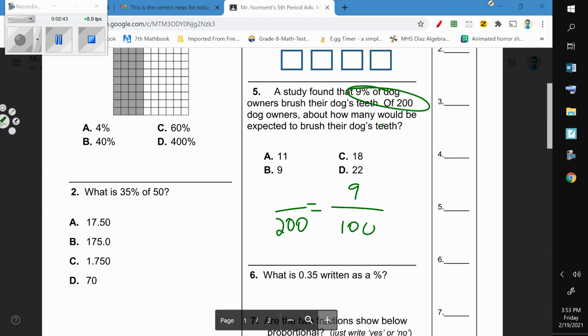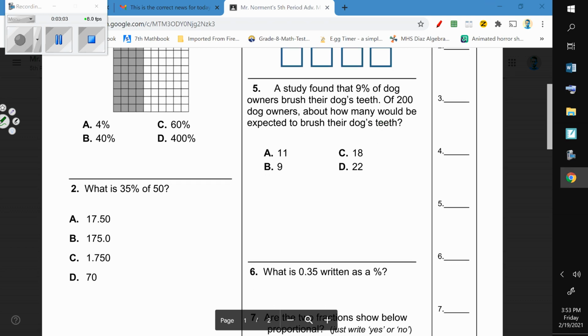9% is 9 out of 100. So what out of 200 is the same as 9 out of 100? And if you say, oh, that times something equals 200, oh, multiply 9 times the same thing. You can also get your answer that way. If that was too fast, just go back and listen to me and say it again, okay?